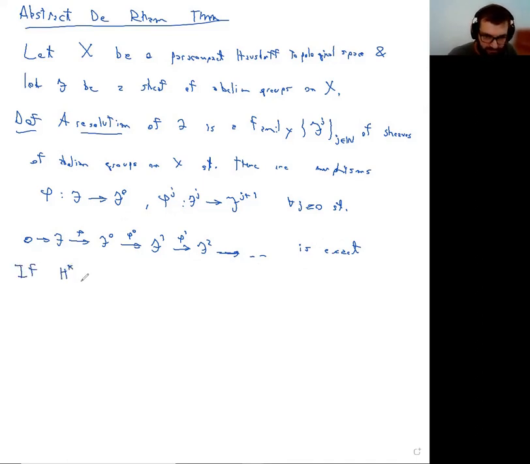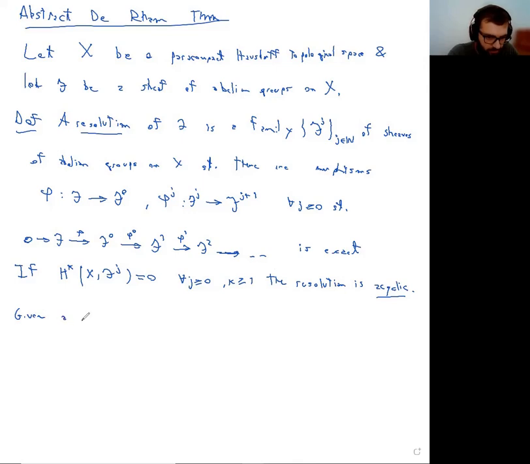And if the cohomology H^k of all these sheaves F_j is 0, for all j greater or equal to 0 and k greater or equal than 1, we can never really expect that H0 is 0, because this is simply the global sections of the sheaf. But if all the higher cohomology groups are 0, then we call this an acyclic resolution. Okay, what is this about?